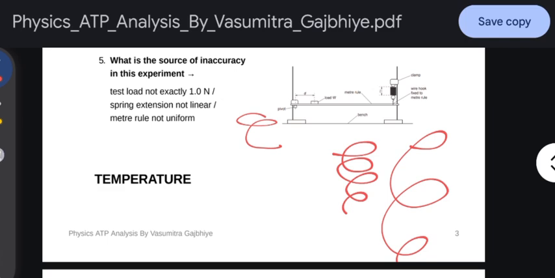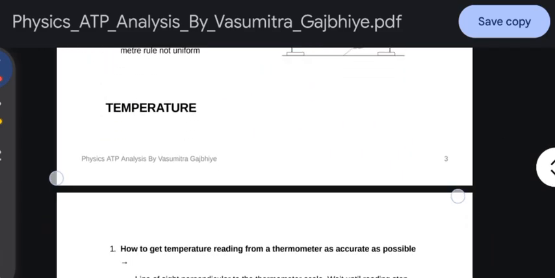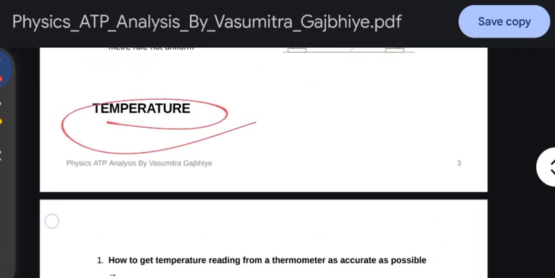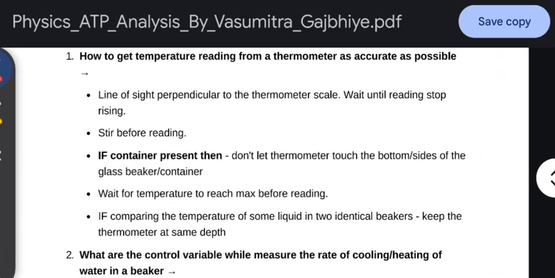And the meter rule is not uniform. Of course, the meter rule has to be uniform, it must be straight, it must be horizontal. Now moving on to temperature. How to get a temperature reading from a thermometer as accurate as possible. You don't need to think much for this type of question.